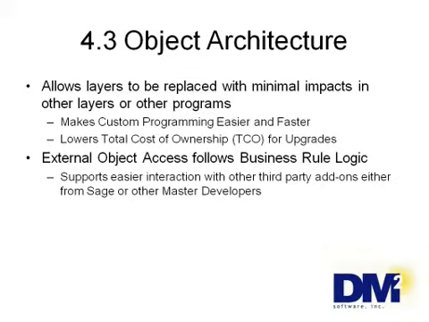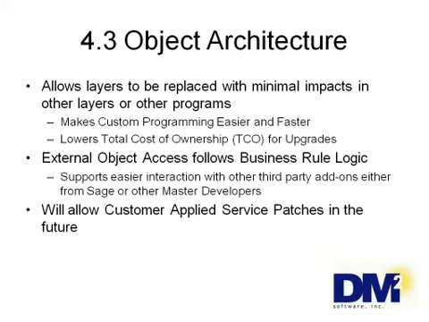External object access follows the business logic. What it means is that we support easier interaction with other third-party add-ons. This architecture is an industry standard in software development, and we can easily communicate with a third-party vendor, whether it's a major oil company or whether it's a hardware provider for your truck automation or what have you. We're able to work with them more openly, which is DM2's vision, in exchanging data and providing that support. It lowers that development time, makes things easier on their side, and makes things easier on our side.